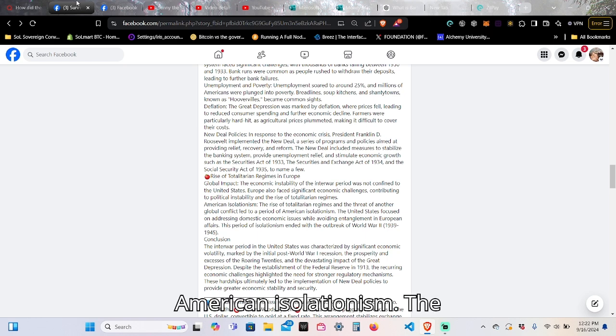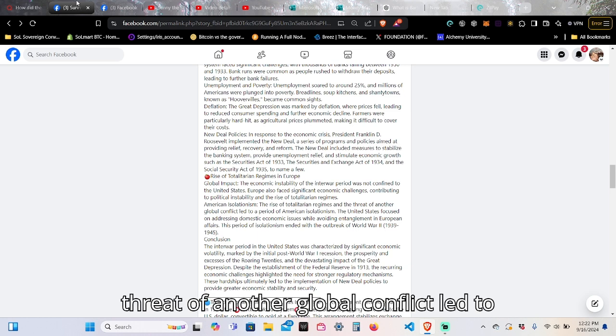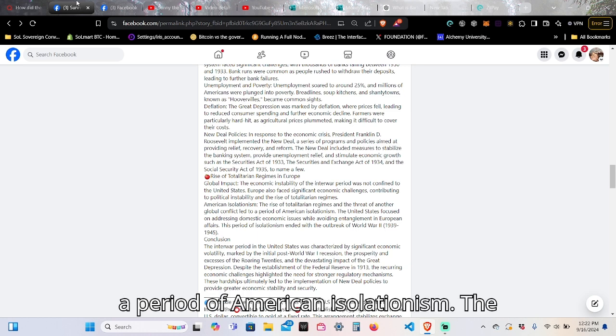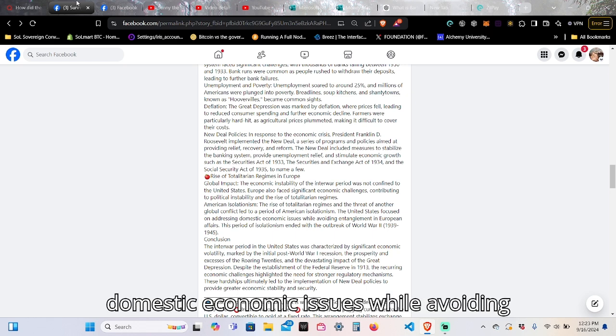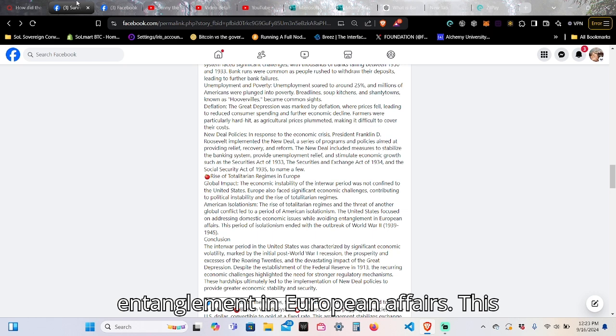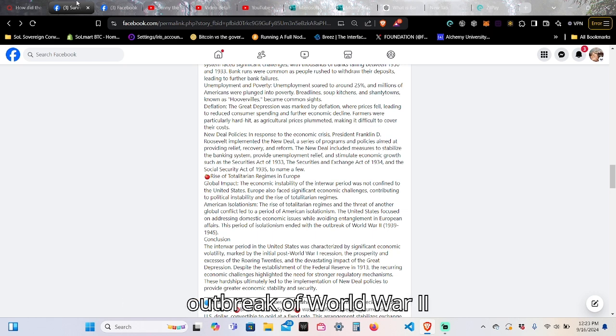American isolationism. The rise of totalitarian regimes and the threat of another global conflict led to a period of American isolationism. The United States focused on addressing domestic economic issues while avoiding entanglement in European affairs. This period of isolationism ended with the outbreak of World War II, 1939 to 1945.